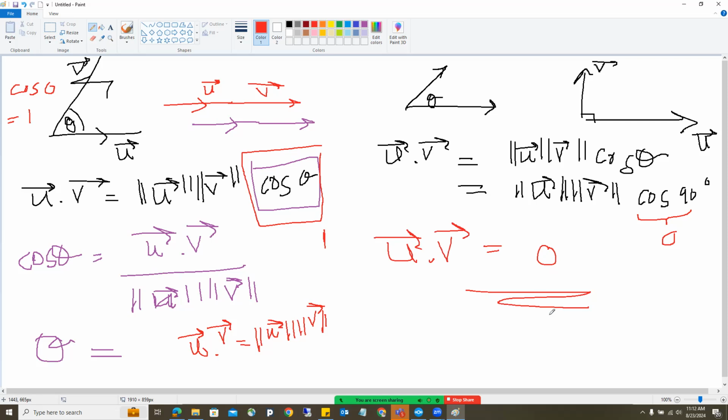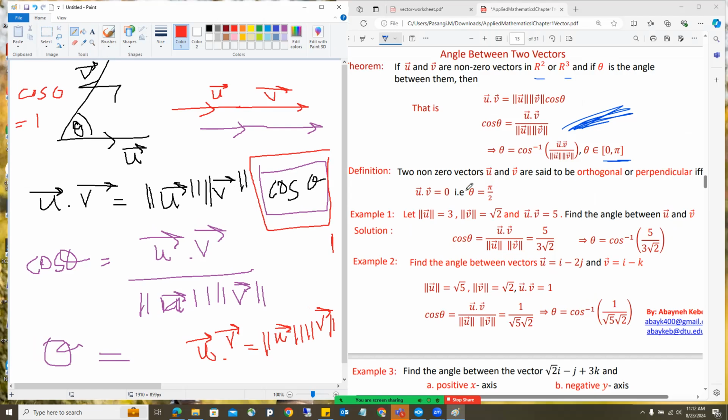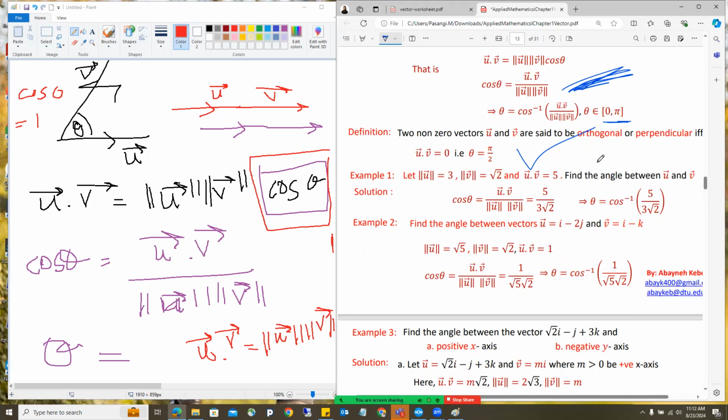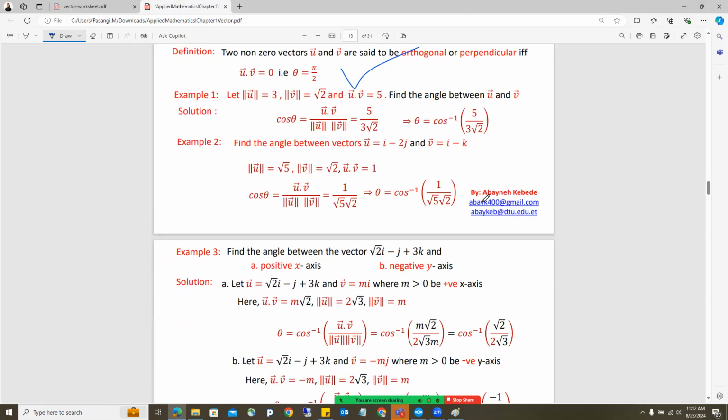Is it clear now? Okay. So that's what they are saying here. Two non-zero vectors u and v are said to be orthogonal or perpendicular if and only if the dot product equals 0 and the theta angle equals 90 degrees. That's what they have mentioned here. Can you try this example 1? I think we have covered all the theories.